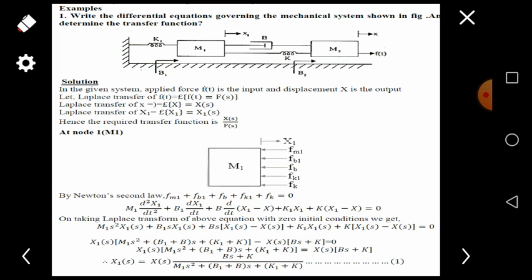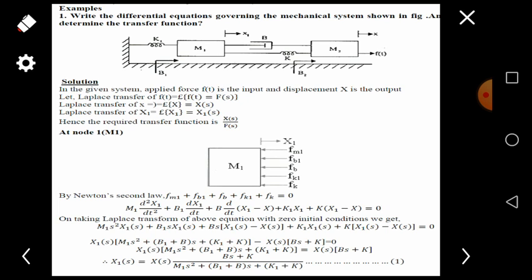On taking a Laplace transform of the above equation with a zero initial condition, we get m1 s square X1(s) plus b1 s X1(s) plus b s times (X1(s) minus X(s)) plus k1 X1(s) plus k times (X1(s) minus X(s)) equal to 0.